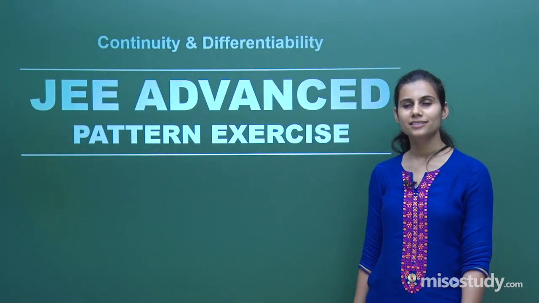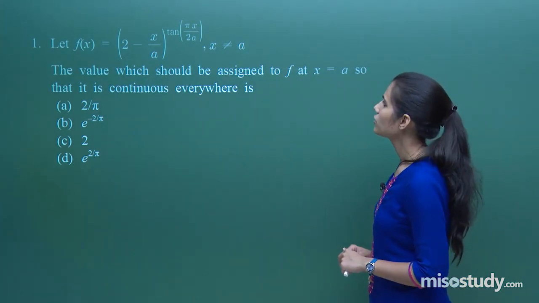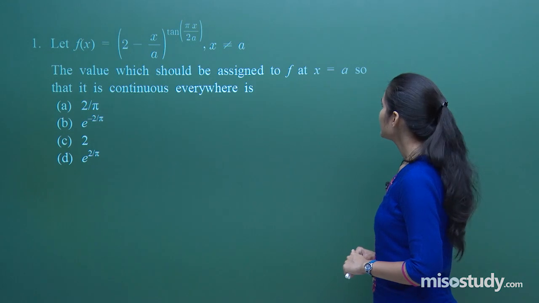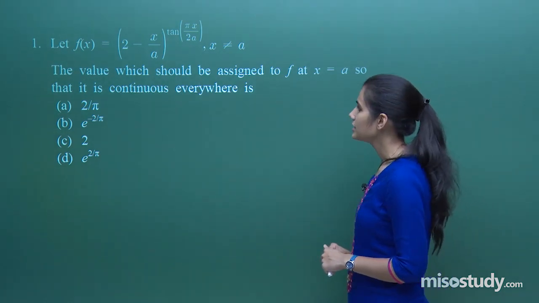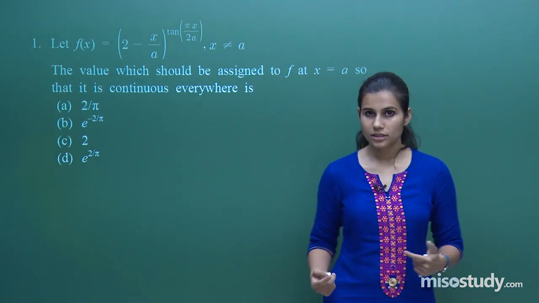Okay guys, let's begin the discussion of the questions. First question is giving you the value of f, x is not equal to a, the value which should be assigned to f at x equals a so that it is continuous everywhere. Okay, so for it to be continuous, what do we need?